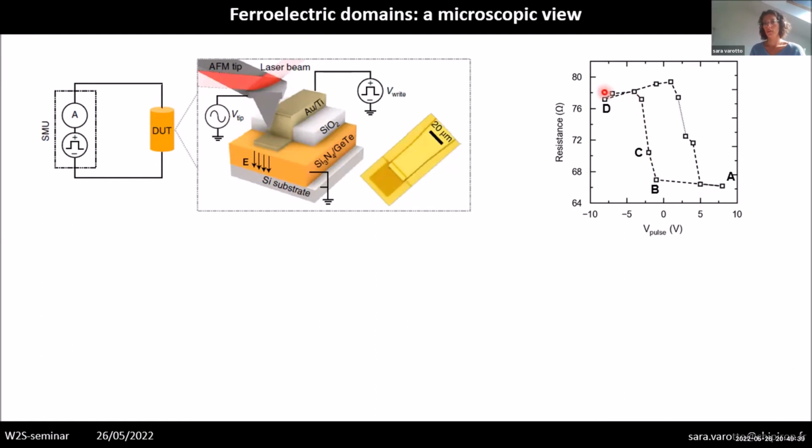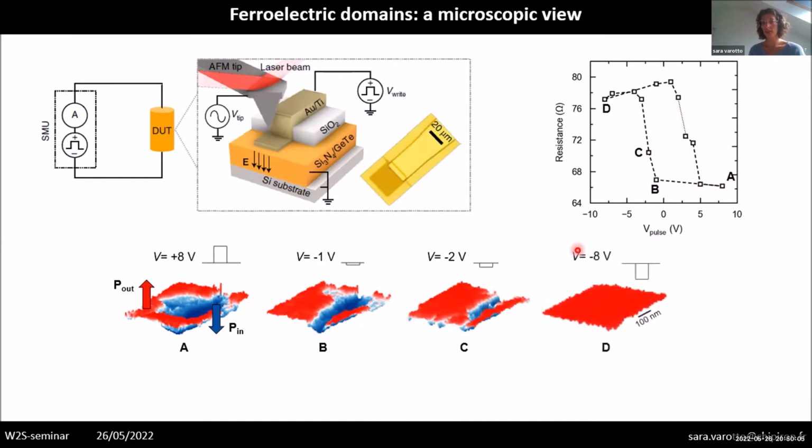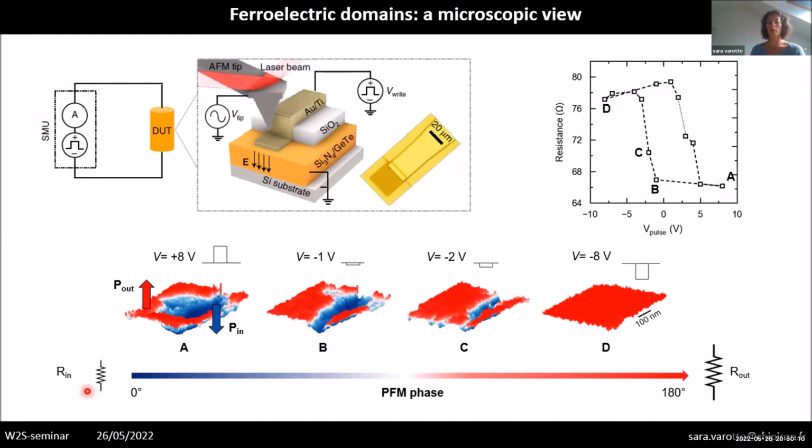Here again, we have the hysteresis loop of the resistance. And what we did is to map point by point, and here we show only a few, what happens to the domains. We start from point A, 8 volts, and we have outward and inward polarization, so we have mainly the blue state, let's say. Then we go towards negative voltage, and you see that the domain distribution changes towards the red state, which is obtained at point D. So it means that while we go from a smaller to a higher resistance state, we are also changing the ferroelectric domains.